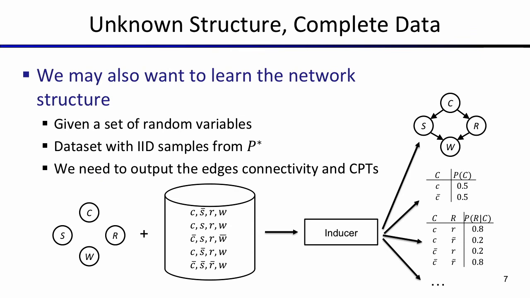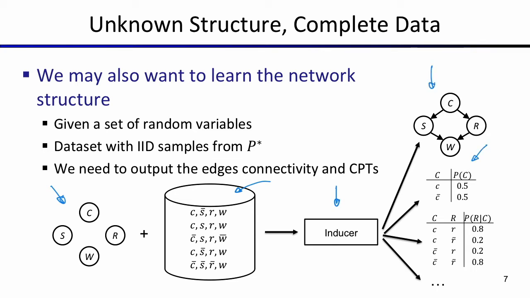So in this task, we are interested in learning the structure of the Bayesian network. So we're not going to cover this in this lecture. We're going to postpone it to the next lecture to cover this topic, but we can imagine how it's going to be. So we start with a set of random variables and a data set, and we're going to give these two pieces of information to our inducer that comes out with the structure as well as the parameters.